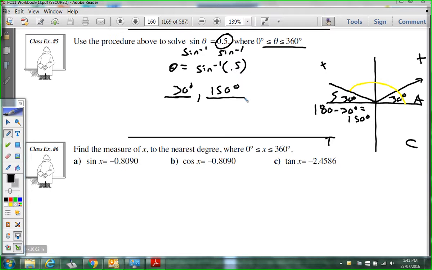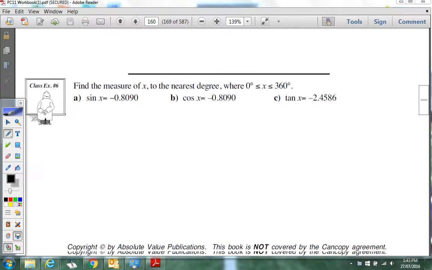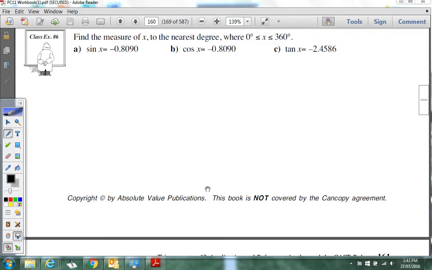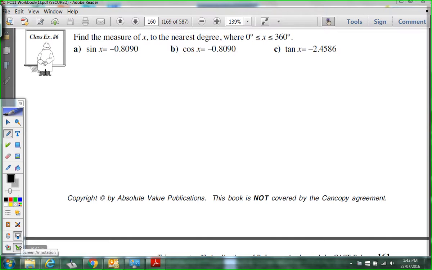Let's look at a couple more here. Find the measure of x to the nearest degree between 0 and 360. Where's sine negative? Sine is negative down here, these two. So we know we're going to be in quadrant 3 and 4. By degree measure, you know you should be between 180 and 360 on these two answers. Those are the type of things I want you to understand. That's conceptual. If you understand that, a lot of the other stuff is going to be easier for you. So we're going to go sine inverse of negative 0.8090.